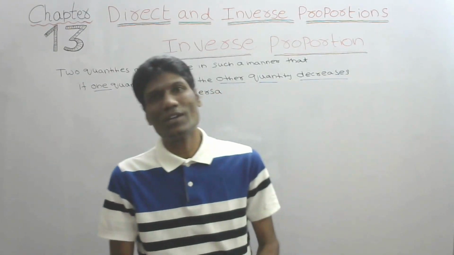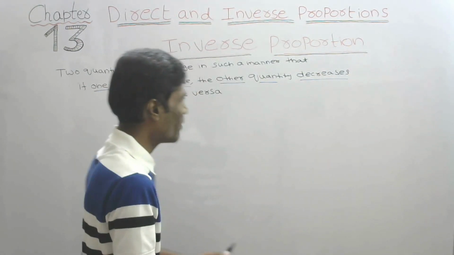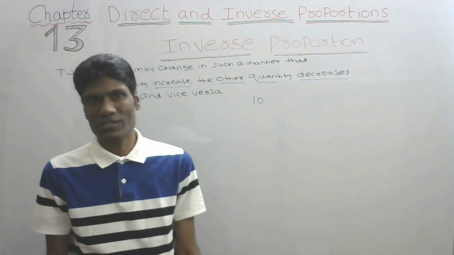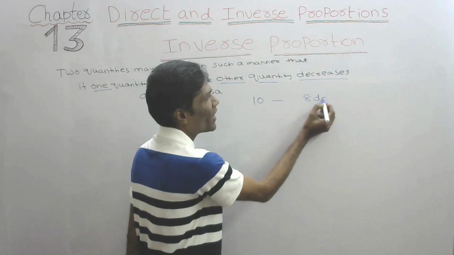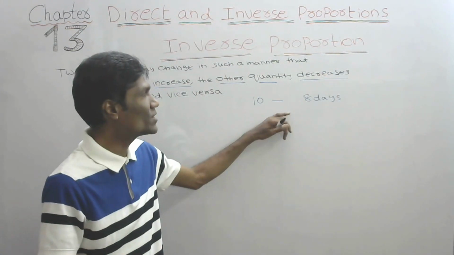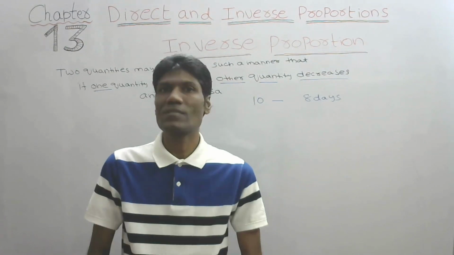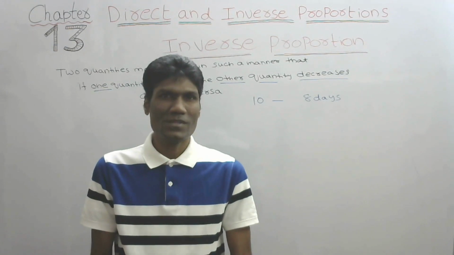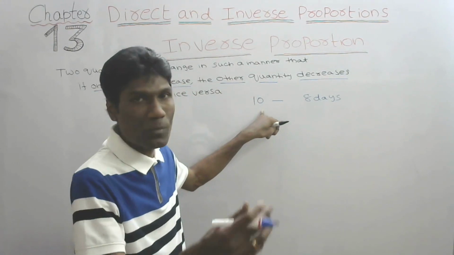Say I want to construct a wall. So what I will do is, I will engage 10 persons, and it will be completed in, say, 8 days. When I engage 10 persons, it is completed in 8 days. Now I want to complete the construction of the wall in a shorter time. I have a little bit of urgency. So I will engage more people.